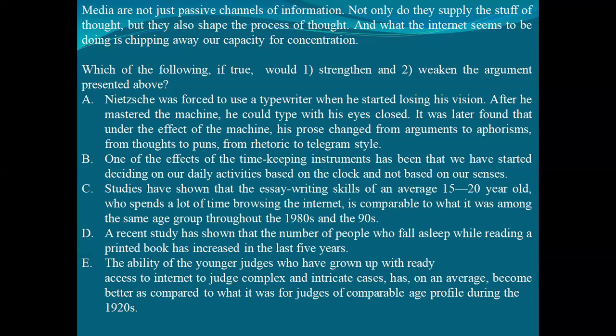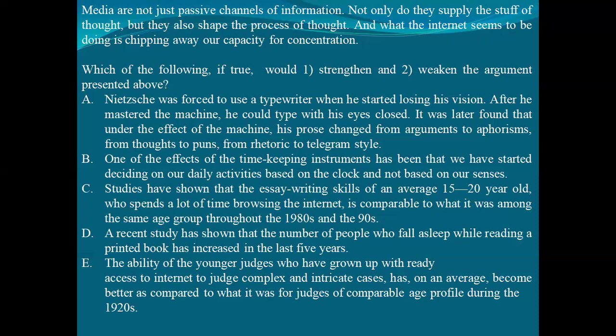From thoughts to puns. A pun is playing on the double meaning of words. From rhetoric to telegram style. Rhetoric is a persuasive style of writing. Telegrammatic language is broken, fragmentary sentences. So instead of writing heavy, serious language, he started writing in playful, fragmentary words and sentences. So the change in the medium of communication also influenced his process of thinking. This adds on to what is written in the first two sentences of the passage. Therefore, A strengthens, and you're absolutely right, E weakens.